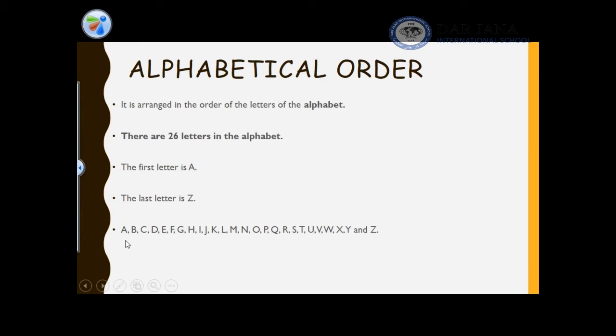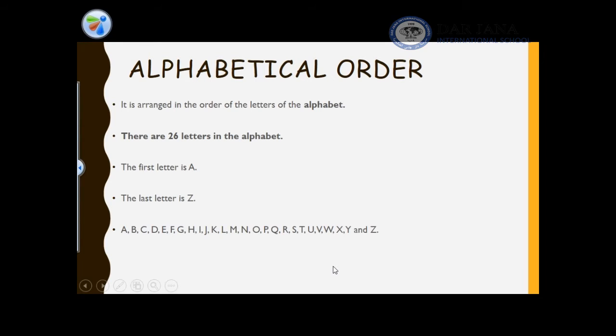Let's all say them together. A, B, C, D, E, F, G, H, I, J, K, L, M, N, O, P, Q, R, S, T, U, V, W, X, Y, and Z.